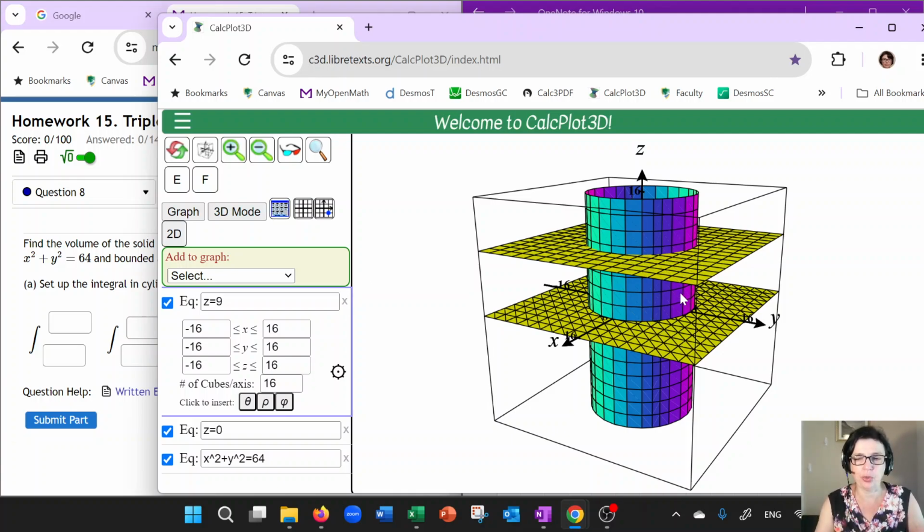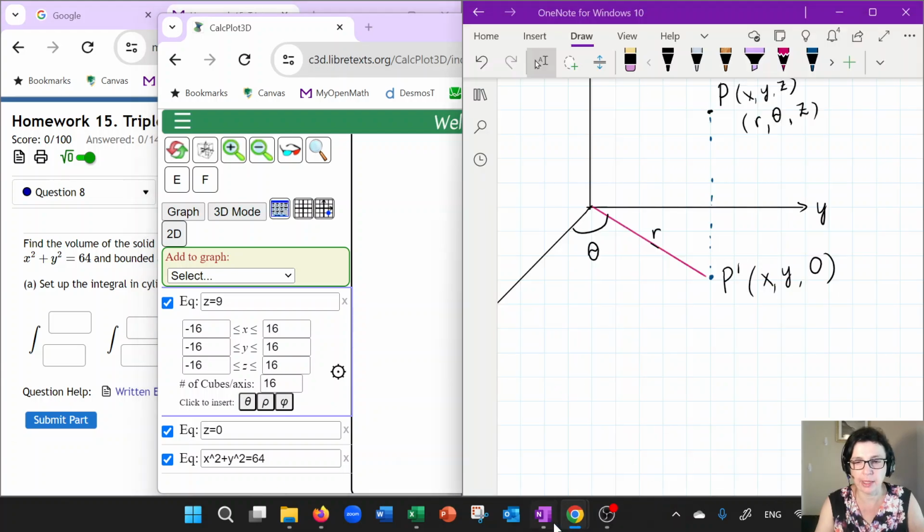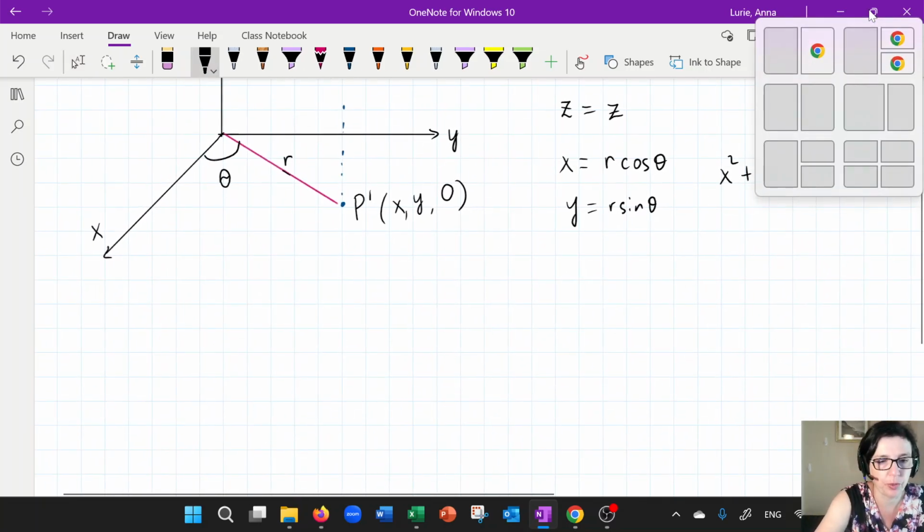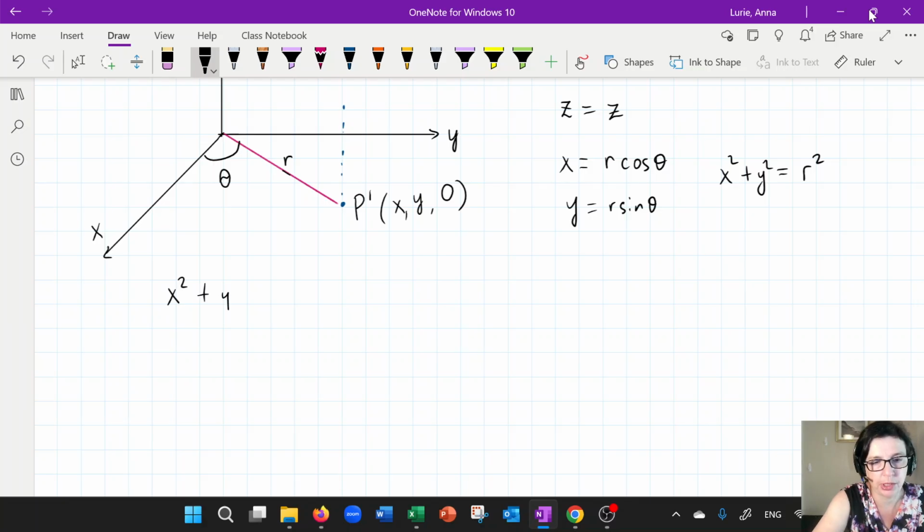So it's pretty easy to set up the cylindrical coordinates for this situation. Very easy. So let's go ahead and do that. What are we going to do? First of all, we have a solid. This is x squared plus y squared equals 64, the cylinder. And then it's between z equals 0 and z equals 9.